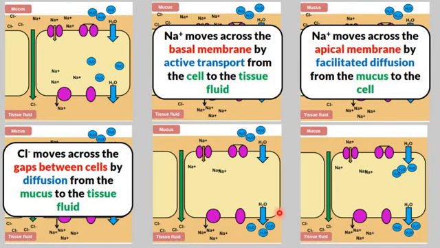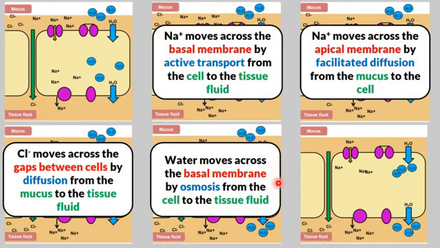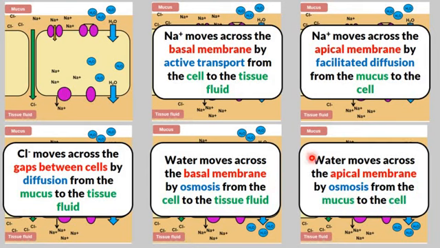After this, we can discuss our water movement by saying water moves across the basal membrane by osmosis from the cell to the tissue fluid. Finally, we can say water moves across the apical membrane at the top by osmosis again from the mucus to the cell. Mark yourself out of 6, please. See how many you got right.